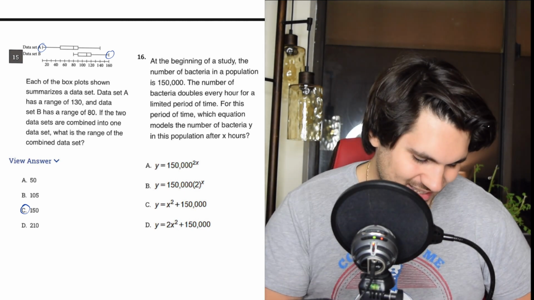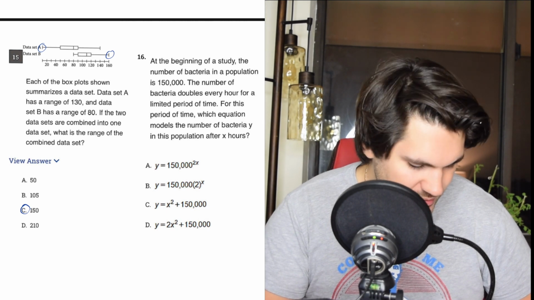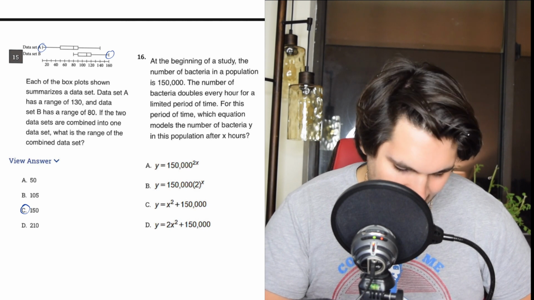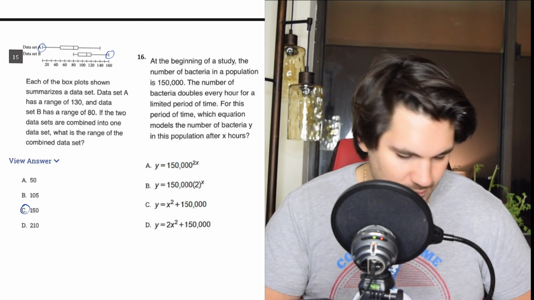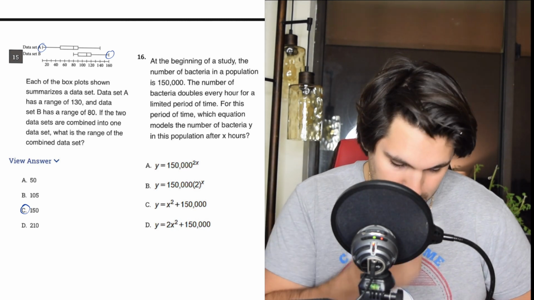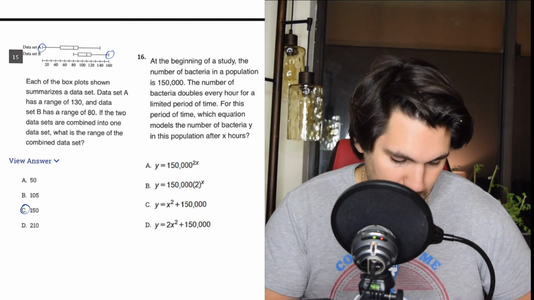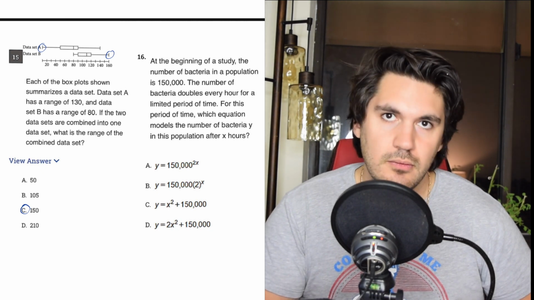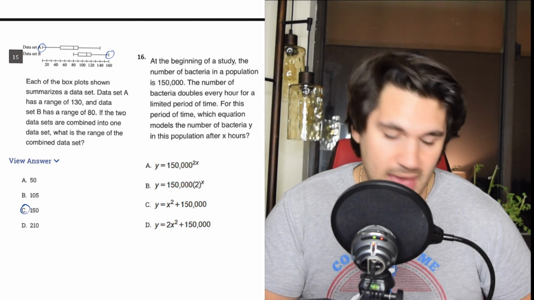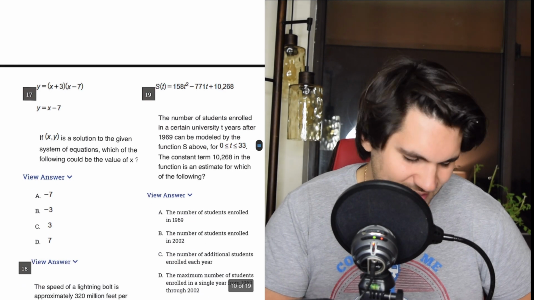150. Number 16. At the beginning of the study, the number of bacteria in a population is 150,000, and it doubles every hour. Which one predicts the population after X hours? I mean, you can plug some values in and test it out. Or you can tell that it's going to be B. But it makes sense, right? Because after 1 hour, it should double. So if you plug 1 in for X, we should get an answer of 300,000. And the answer that does that is B. Done and done. Number 17.